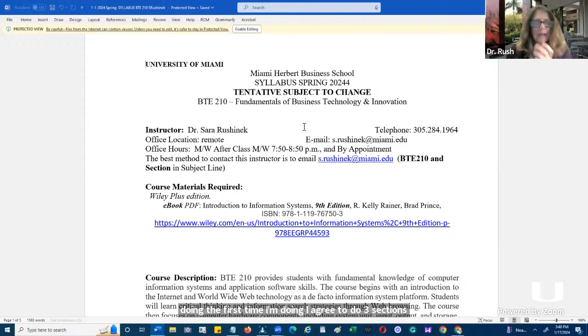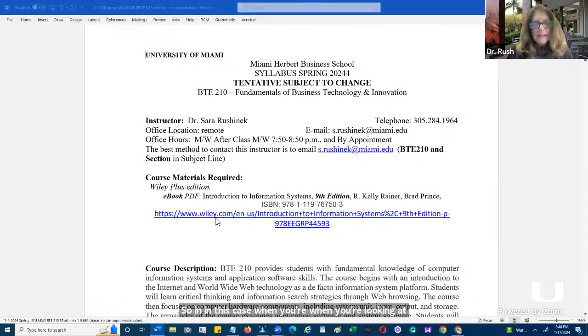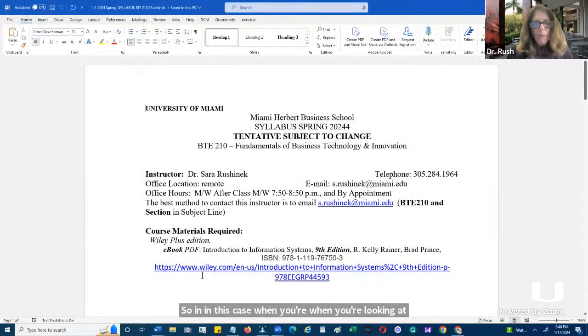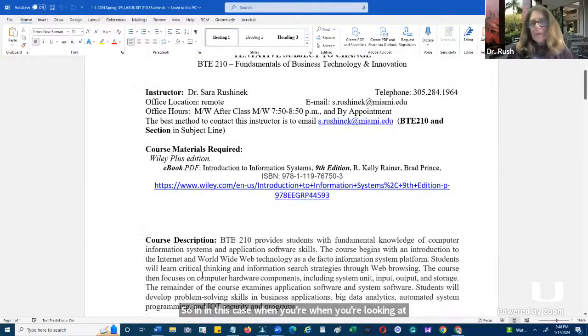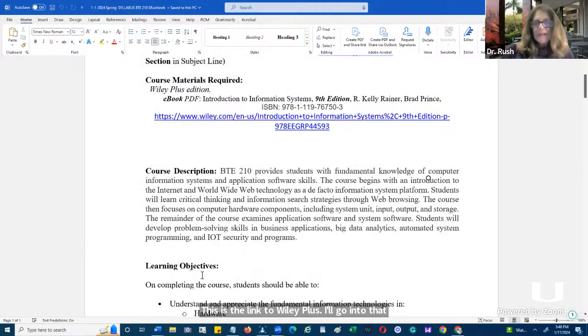So we're doing that. Now, one of the things that you'll see here is we're using Wiley as the textbook. The best way to do it is getting it as an ebook, but we're doing something called Wiley Plus. When you're looking at this, the Wiley Plus will go over this. This is the link to Wiley Plus. I'll go into that in more detail. I'll give you everything. This is an overview.